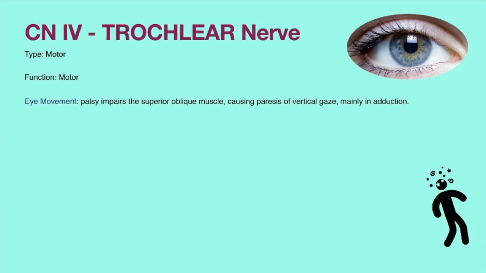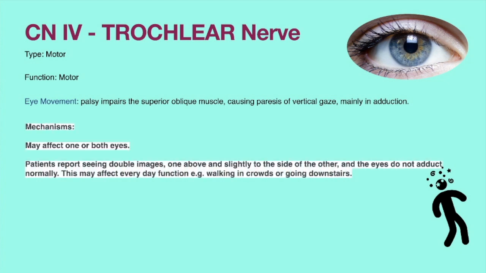So now we're on cranial nerve 4, the trochlear nerve. This is a motor nerve, and this impairs the superior oblique muscle, causing paresis of the vertical gaze, again mainly in adduction. Interesting that it may affect one or both eyes, and classically patients report seeing double images. The eyes do not adduct when you look at them moving. Impairment might affect everyday function, and they may be complaining of dizziness or balance issues, walking in crowds or supermarkets, or going up and down stairs in crowds, of which you don't get so many of these days.